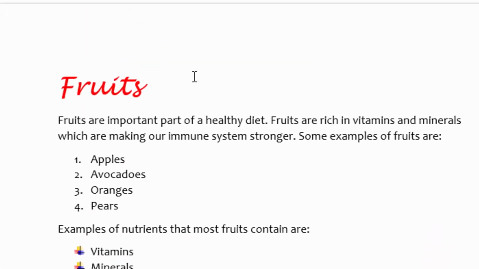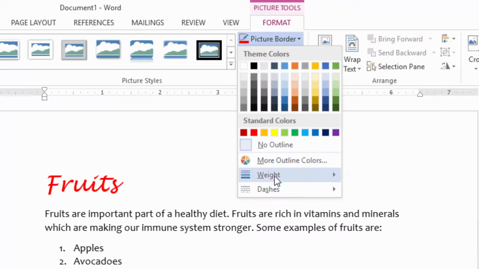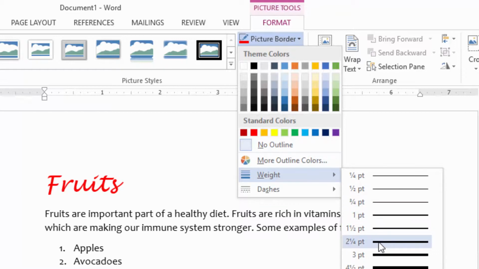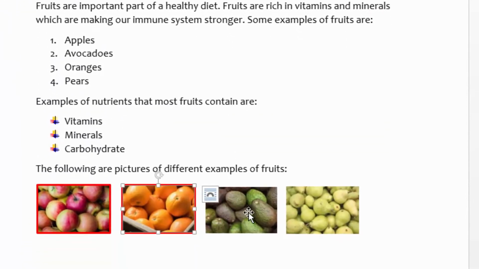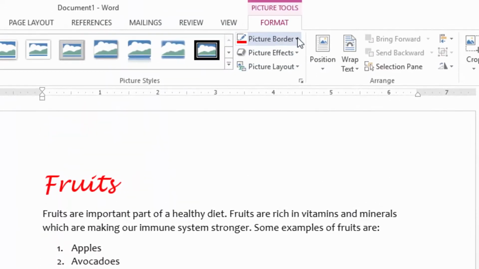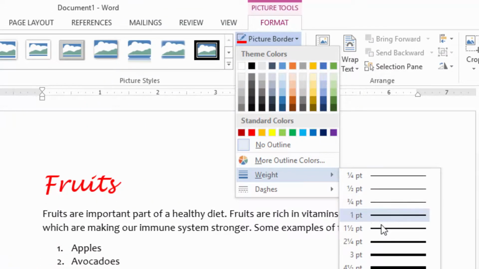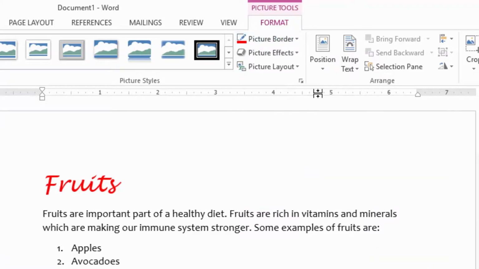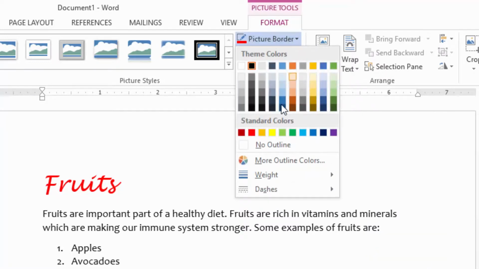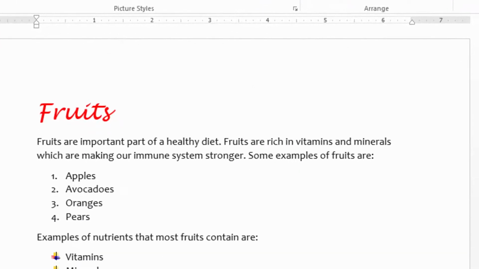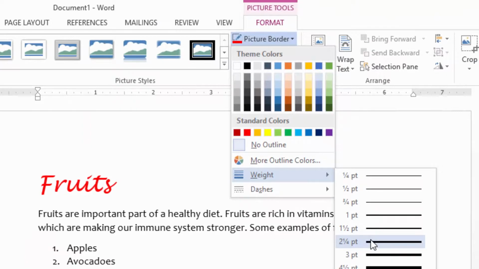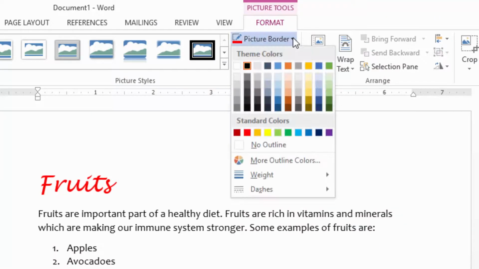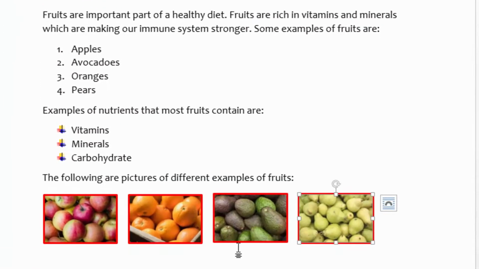Click the next picture. Go to Weight. Choose 2 1/4, sorry. And I will choose here red. Click the next. Just repeating the same thing. Weight. Come to 2 1/4 points. Go back to the Picture Border. Click red color. Click the next picture. Go to the Weight, 2 1/4, back to Picture Border, choose red color.